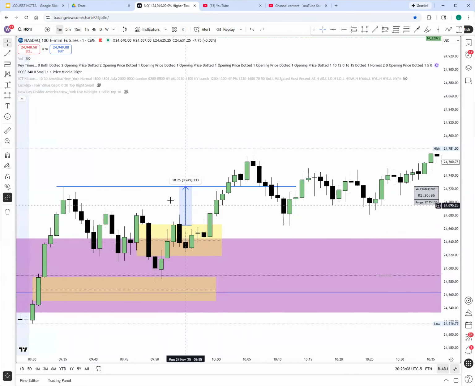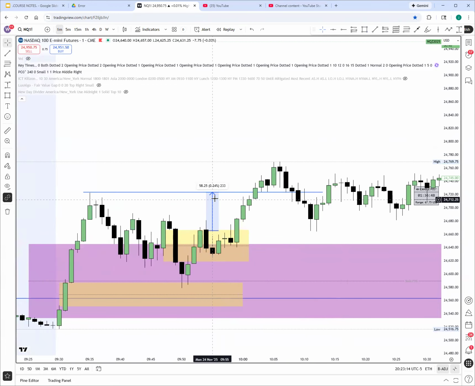But this is the same type of setup that I'm capturing every time, and I will have more examples on this setup and how it shows up in different forms.